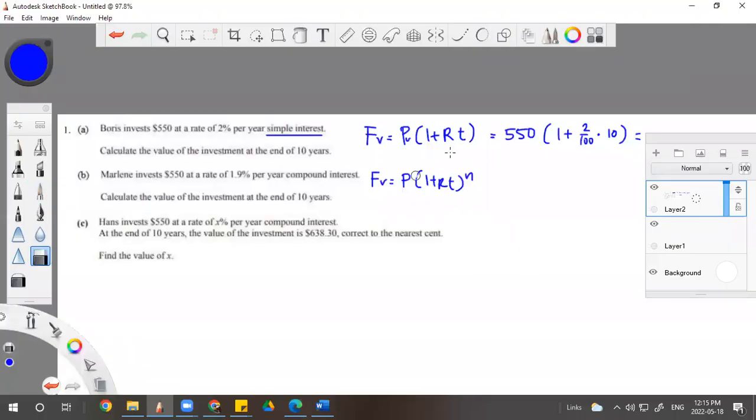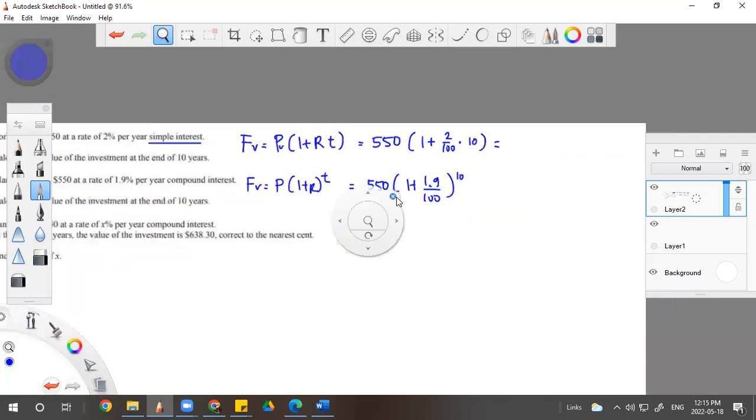Okay, I made some mistake. It's 1 plus R to the power of N, or T. You can use either way. N is the amount of time, T is also time. So 550 times (1 + 1.9/100), be careful about this, to the power of 10. So this is the following. You just put it in the calculator.